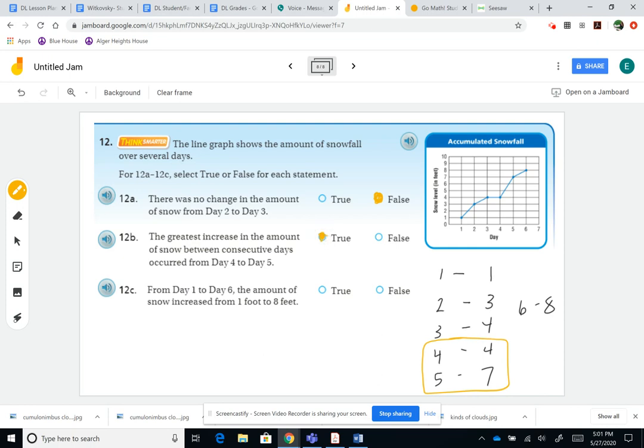All right, number 12C. From day 1 to day 6, the amount of snow increased from 1 foot. Oh my gosh, this is all in feet. I totally couldn't see that. It's so small. Feet, not inches. From day 1 to day 6, the amount of snow increased from 1 foot to 8 feet. So it went from 1 foot to 8 feet. That's true. We went from 1 here to 8 here. So yes, it's true.